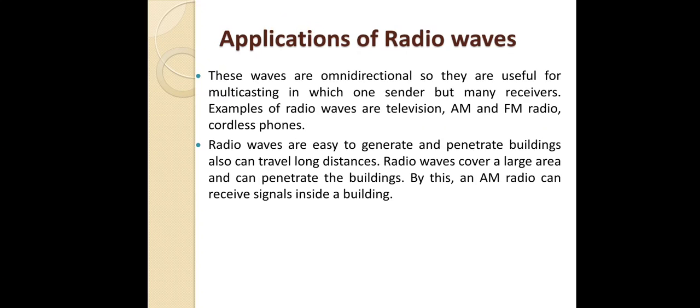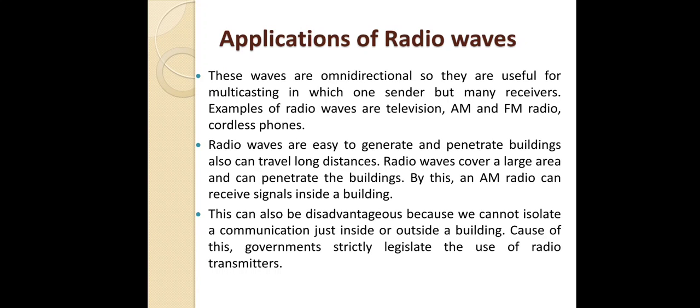Radio waves cover a large area and can penetrate buildings. By this, an AM radio can receive the signals inside a building. This is an example of radio wave transmission. This can also be a disadvantage, because we cannot isolate a communication just inside or outside the building. Because of this, governments strictly regulate radio wave transmission.